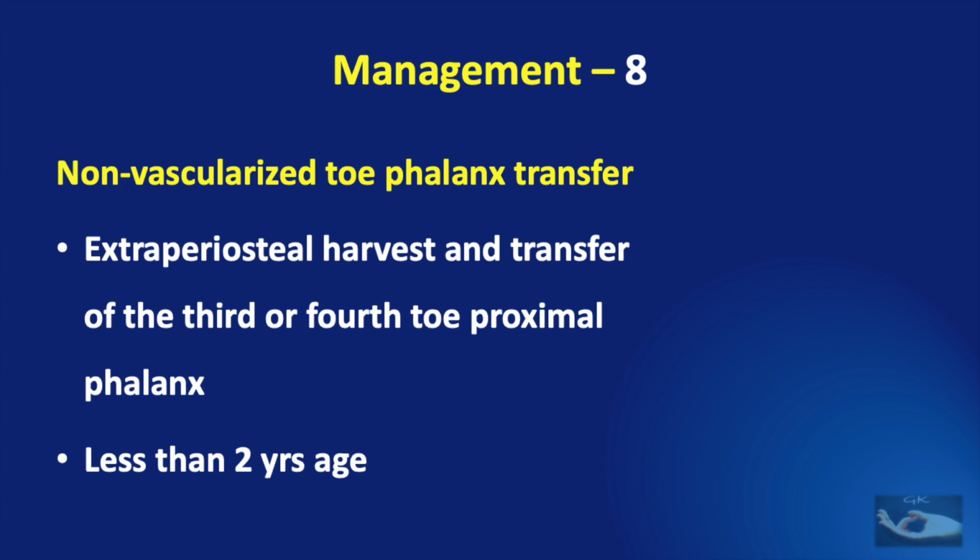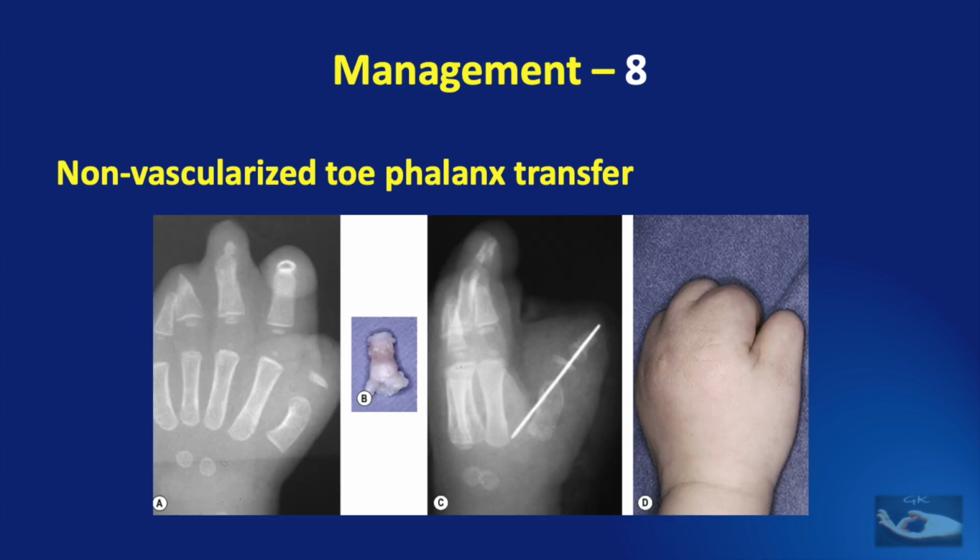Extra periosteal harvest and transfer of the third or fourth toe proximal phalanx will result in survival and growth, especially if done under 2 years of age. The second toe is paired so that the entire toe may be available for vascularized composite transfer if required.